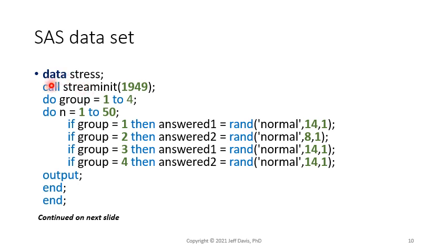So here I just set up data stress, and again, it could have been something else, but data stress, and call streaminit, since we're asking to use SAS's random number generator, 1949. Again, that's a number that is meaningful in the context of the university here. It was founded in 1949, but you can use whatever number you want.